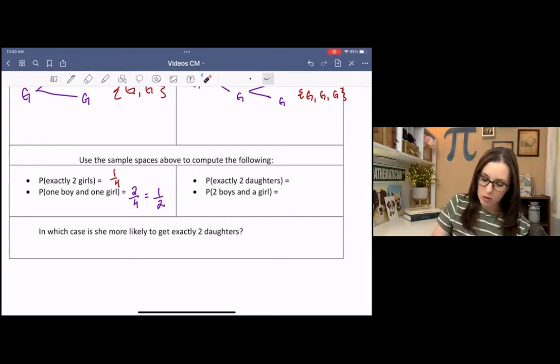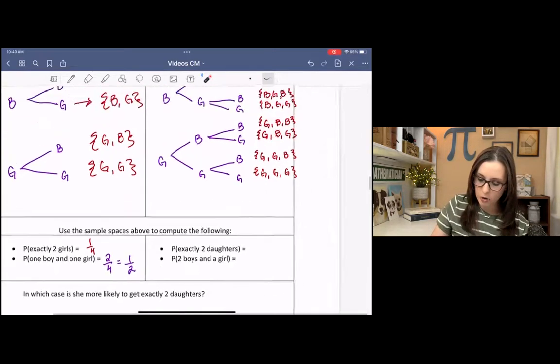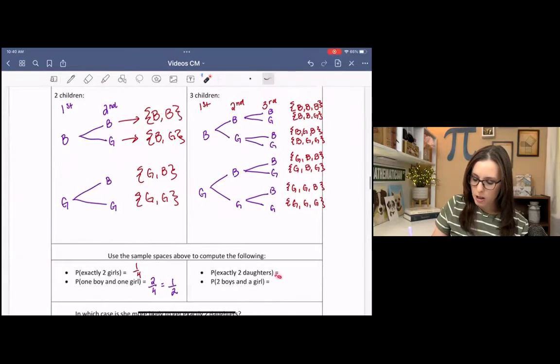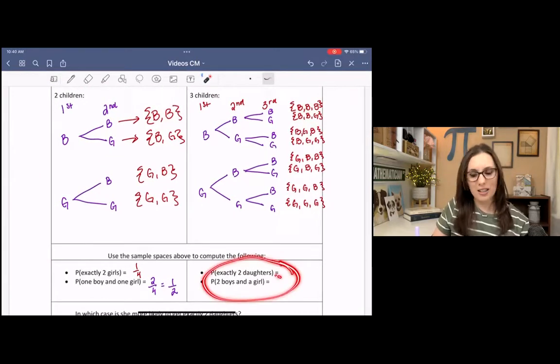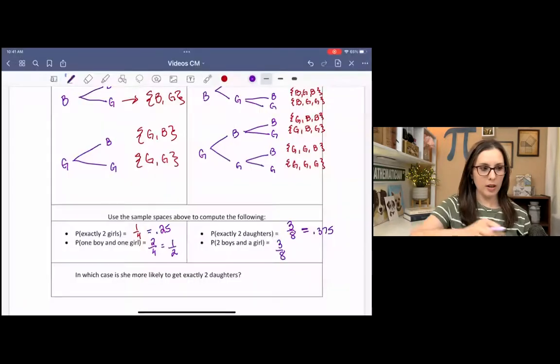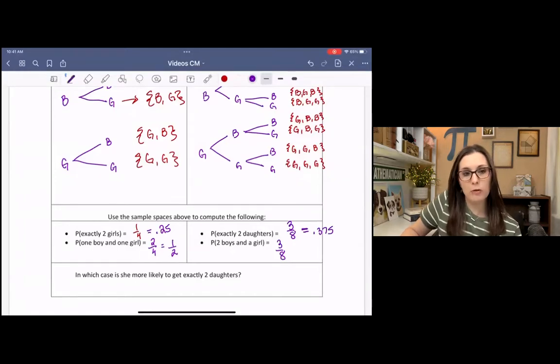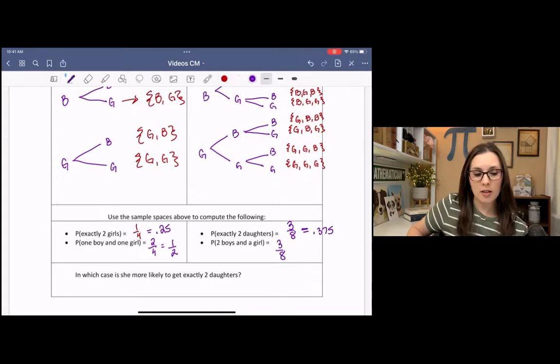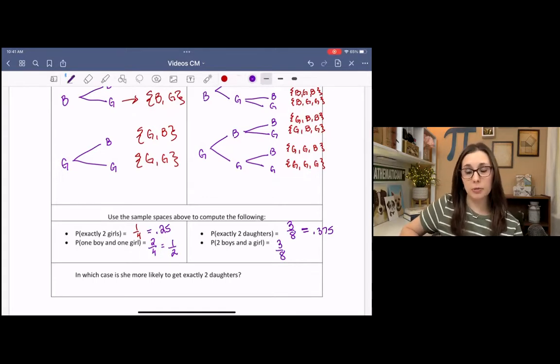So I want you to use that to help you answer these problems over here on the right using this sample space, 3 children. Okay, on each of these, you should have gotten 3/8. Remember, on the first one, it says exactly 2 girls. So no more, no less. And that will be a probability of 3/8. I went ahead and converted it to decimal because it's going to help us in the next question.